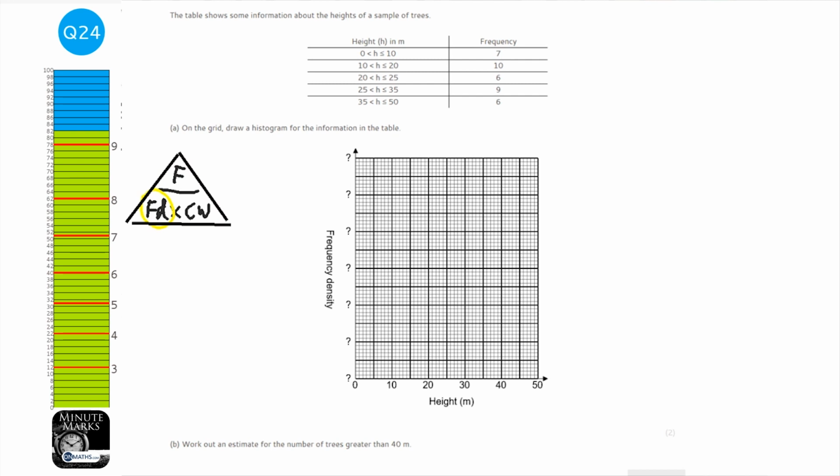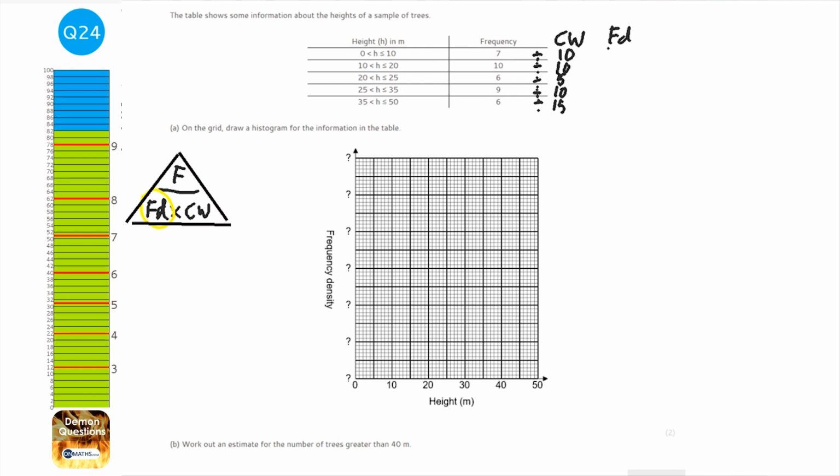So I'm going to do the class width column first. And the class width is just the width of the group. So 0 to 10, the class width is just 10. 10 for the next one. Then 20 to 25 is going to be 5. And I'm writing small here. And 25 to 35 is 10. And then the last one is 15. So that's the class width sorted. And the frequency density then is just the frequency divided by class width. So we're just going round and just dividing them all.